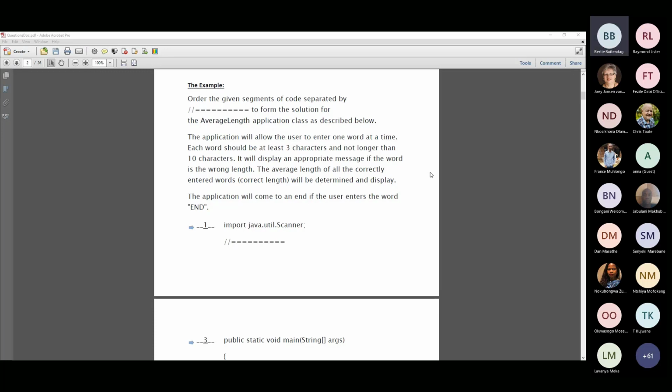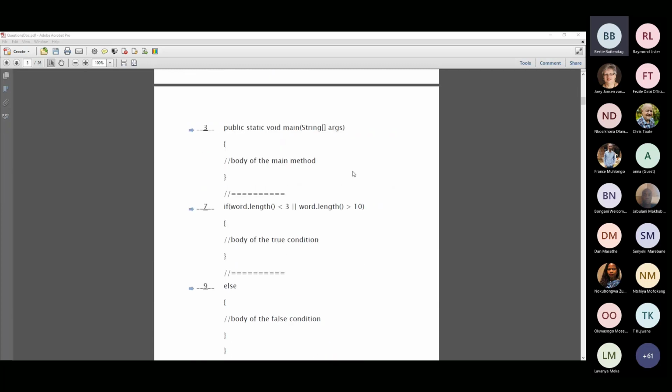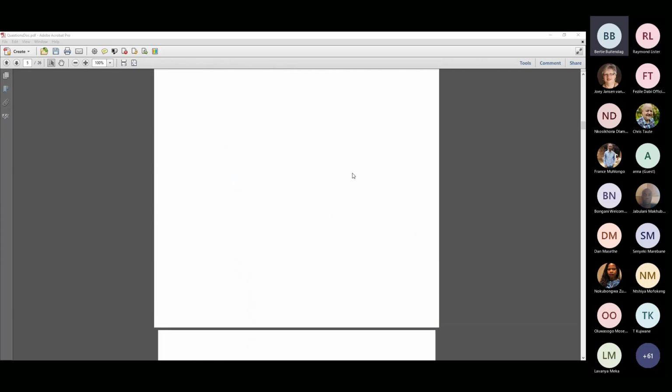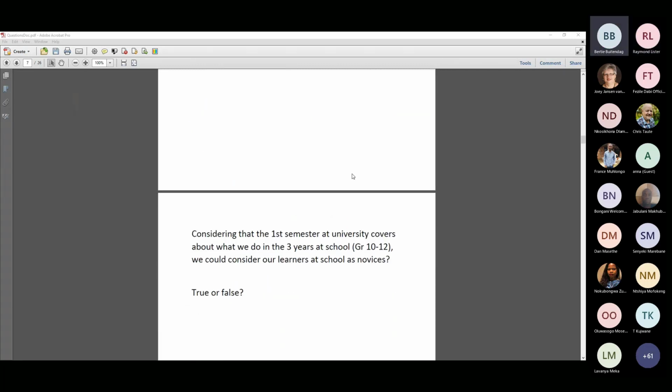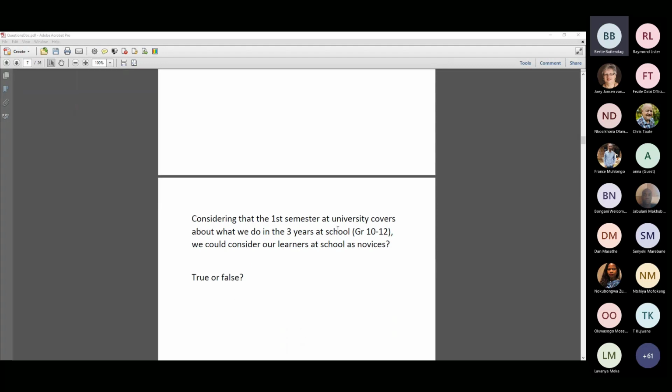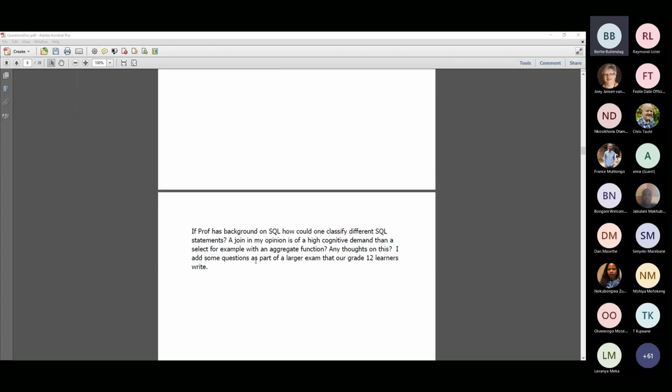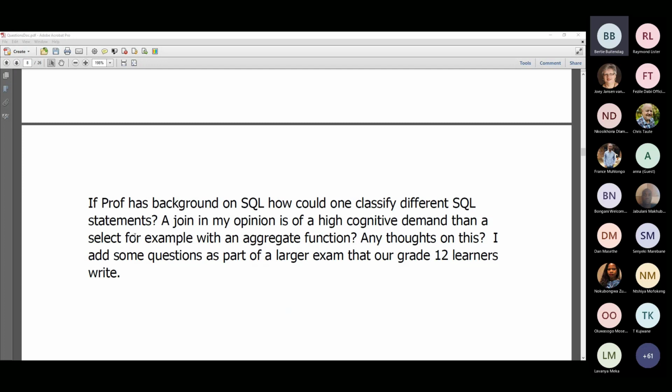And thanks, Bob. Let's move down to the other one, anonymous concept. This one we did do, the true or false one. If Prof has background on SQL, how would one classify different SQL statements? A join, in my opinion, is of a higher cognitive demand than a select, for example, with an aggregate function. Any thoughts on this?